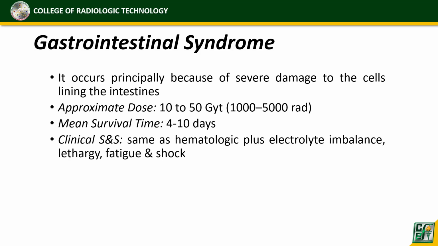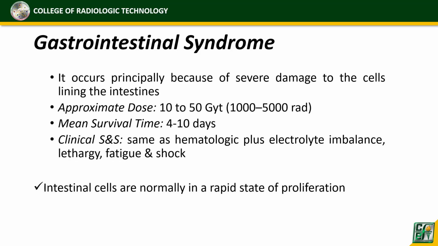Okay? Approximate dose, 10 to 50 gray or 1,000 to 5,000 rad. Threshold is 10 gray or 1,000 rad. Okay? Mean survival time is 4 to 10 days. Okay. So yan, intestinal cells are normally in a rapid state of proliferation. Mabilis yung kanyang division. Okay?